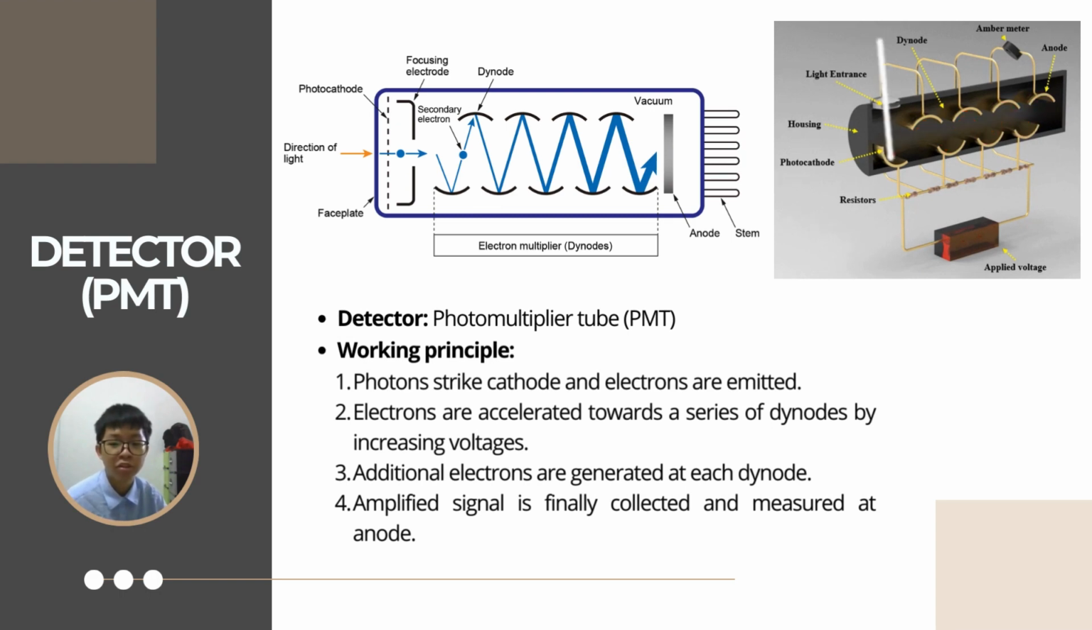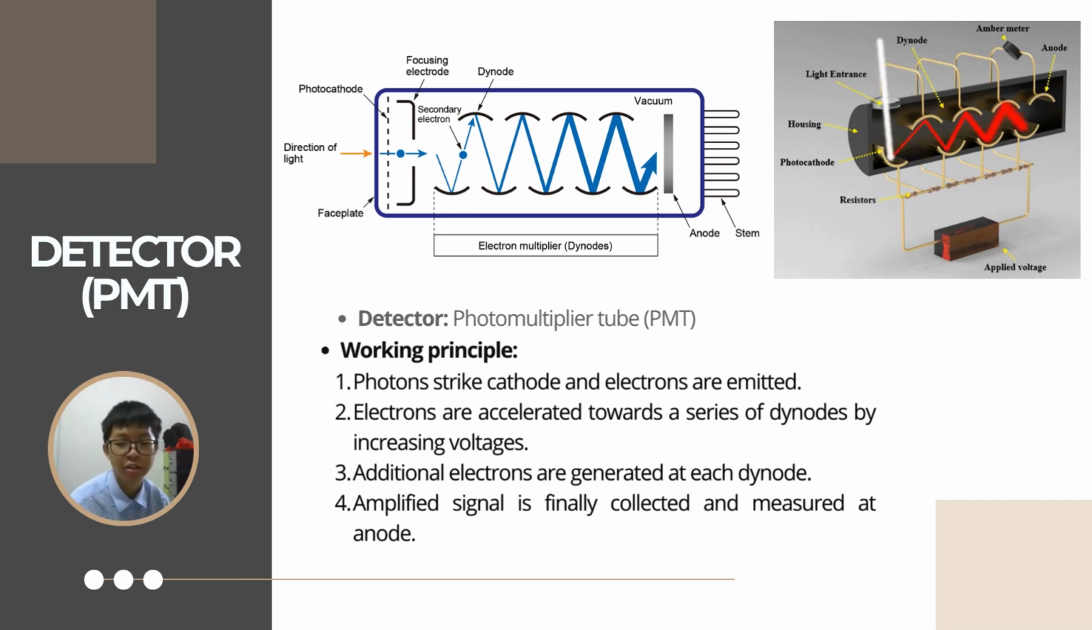First, the photons strike the cathode and electrons are emitted. Next, the electrons are accelerated towards a series of dynodes by increasing voltages, and additional electrons are generated at each dynode. Finally, the amplified signal is collected and measured at the anode.